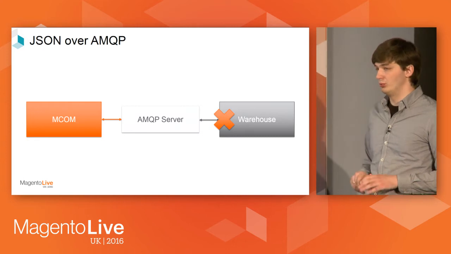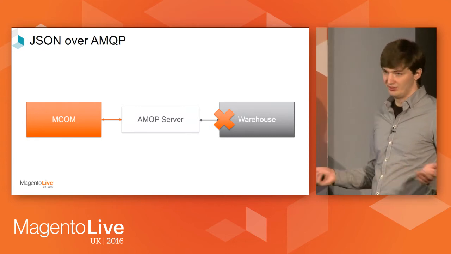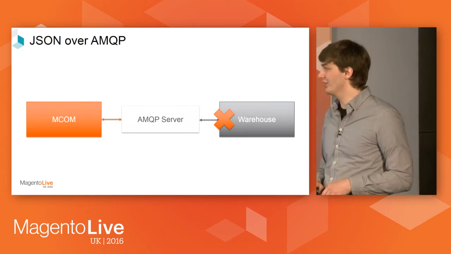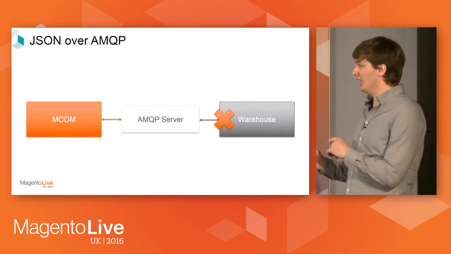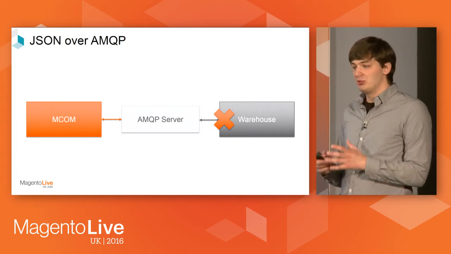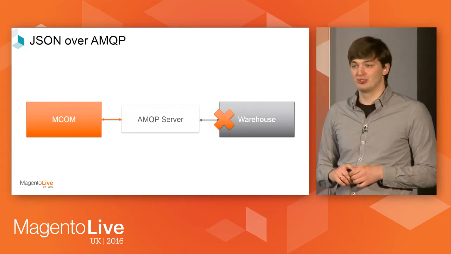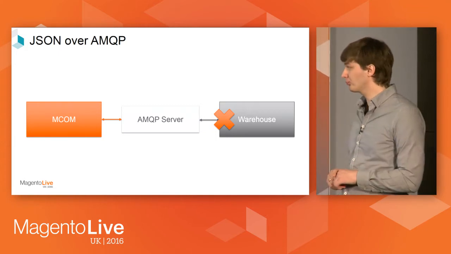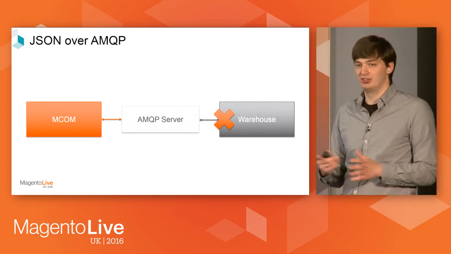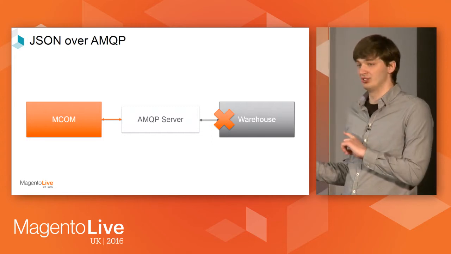So the message, we're talking about an asynchronous request. Synchronous is a separate story. But the asynchronous message will get to the AMQP server, and then the AMQP server will just persist it, waiting for Warehouse to start consuming messages. MCOM in this scenario doesn't know that Warehouse is down. It will just carry on like nothing happened. And because the request is asynchronous, it will not matter.